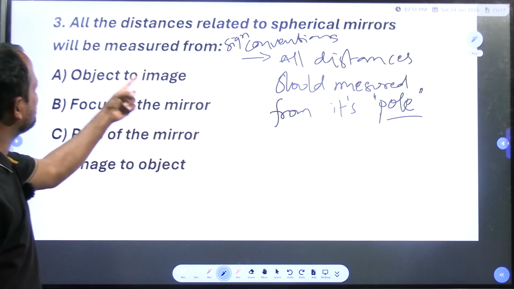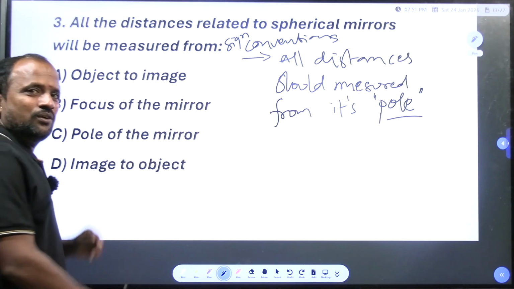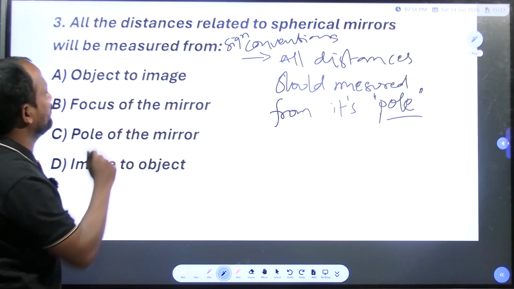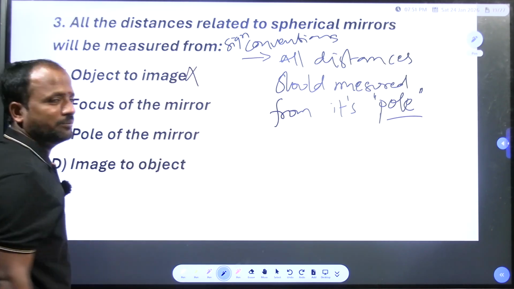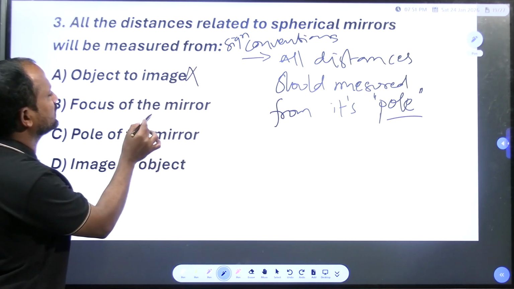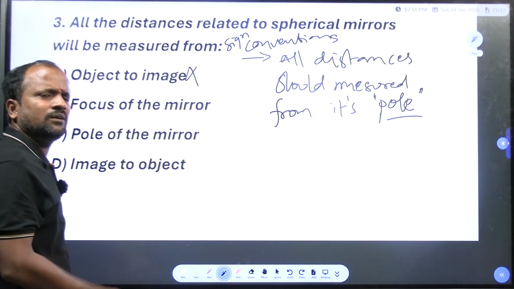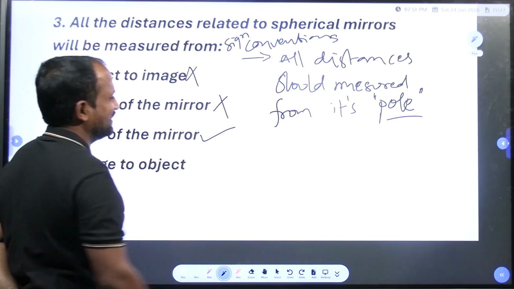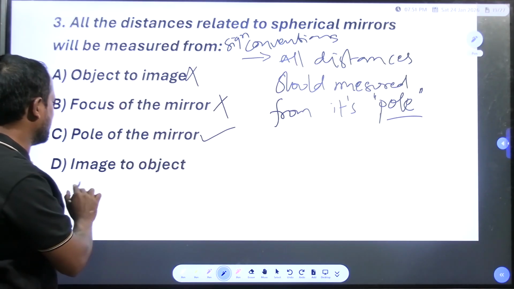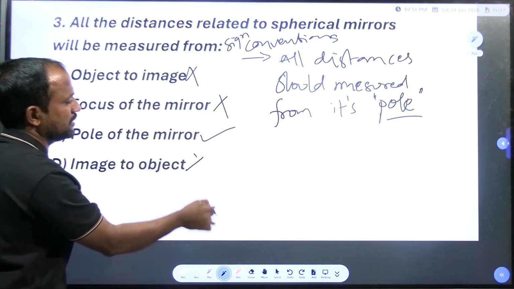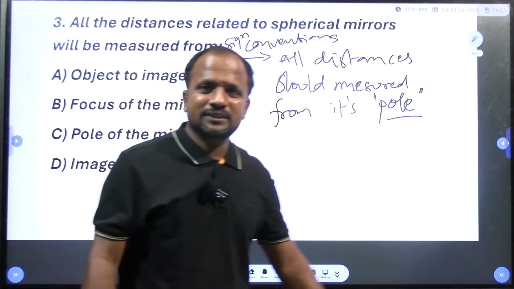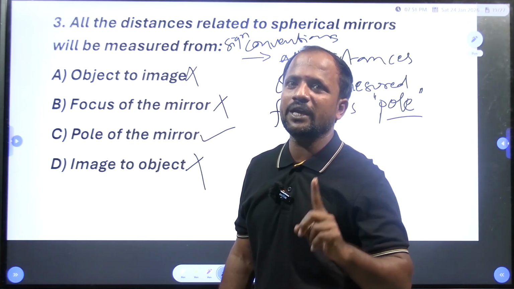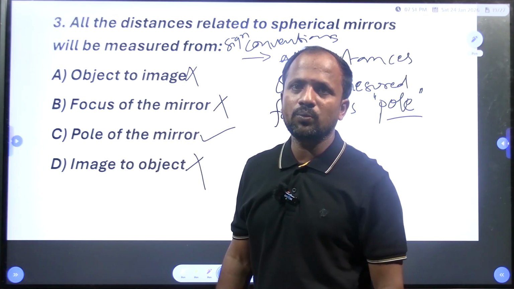Observe here. First option, object to image. There is no meaning in object to image, and focus of the mirror is not correct, and pole of the mirror is the correct answer. Pole of the mirror, image to the object, this is also a wrong option. So the answer is: all distances should be measured from the pole.